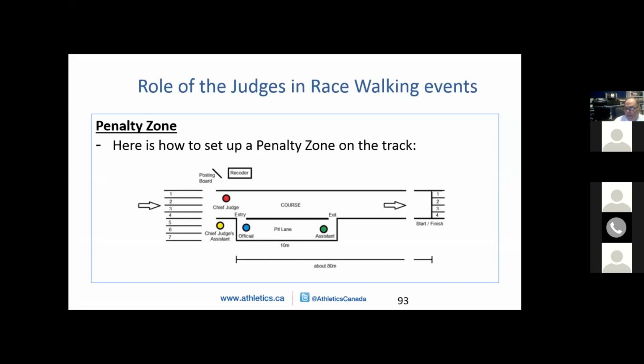And here's an easy way to set up a penalty zone on the track with an entry and an exit. You just take the last 4 lanes to set it up, about 80 meters from the end. The post board is here, the recorder is there, everybody is in the same area, and that makes it easy for the people to enter. The official will enter the athletes into the pit lane. Sorry, it's now called penalty zone. I should have worked that out.